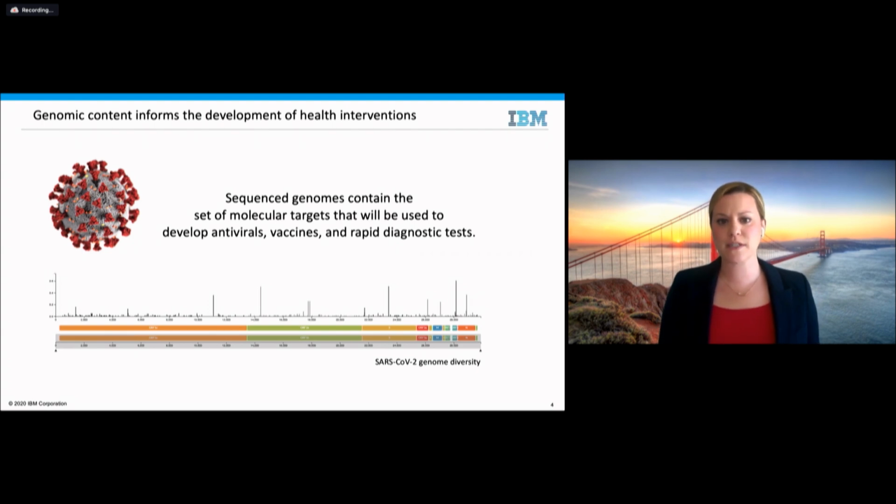The viral genomic sequence itself contains the molecular targets that are going to be used to develop antivirals, vaccines, and rapid diagnostic tests. So those subregions of this genome and the diversity that they have are what will actually be able to help us slow and kill this virus.